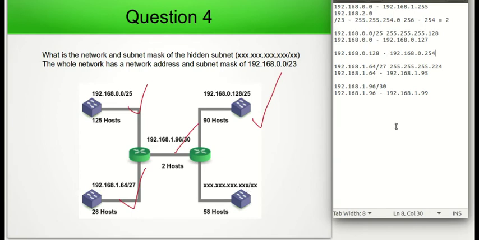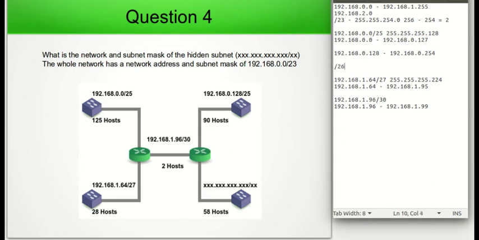How many host bits am I going to need to borrow in order to address 58 hosts? Again, 2 to the power of 1 is 2, 2 to the power of 2 is 4, 2 to the power of 3 is 8, 2 to the power of 4 is 16, 2 to the power of 5 is 32, 2 to the power of 6 is 64. So I need to have 1, 2, 3, 4, 5, 6 host bits, which gives me a /26 mask.